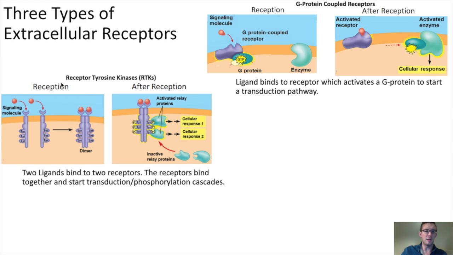The next type of extracellular receptor is something called a receptor tyrosine kinase, or an RTK for short, which generally operates in groups of two. So two ligands bind to two separate receptors, which causes the receptors to bind together. And once these two receptors bind together, they can start a transduction pathway. Specifically, they attract phosphate groups, and they can start a phosphorylation cascade. They can start phosphorylating and activating various kinase enzymes.